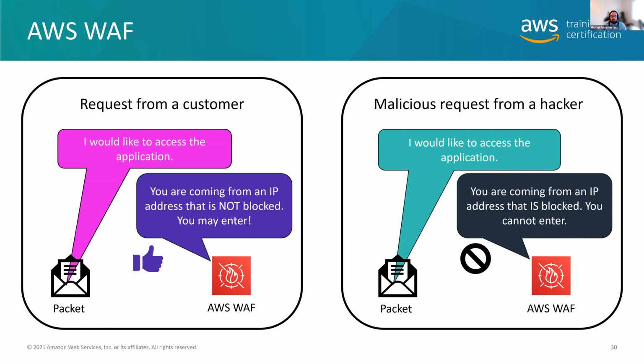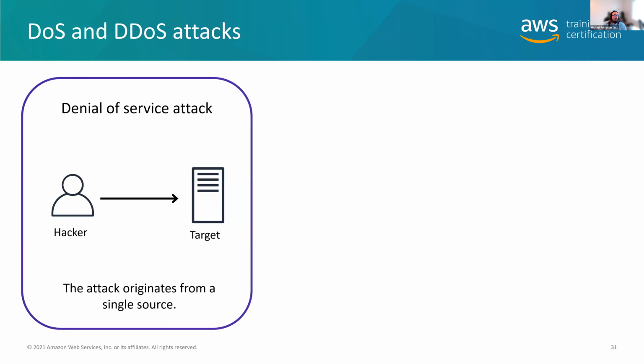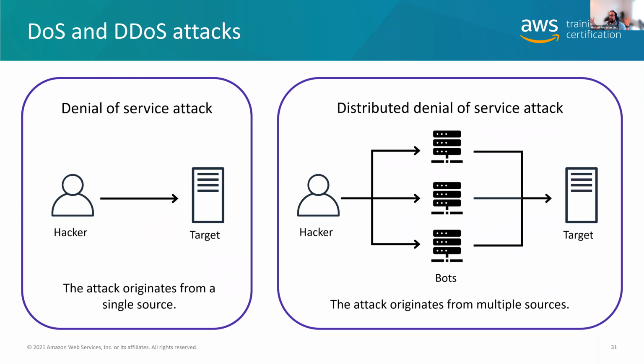So if there's a malicious request, it would block it. Now, a denial of service attack is when someone's trying to attack you from a single source. A distributed one is when there's thousands, if not millions, of sources.